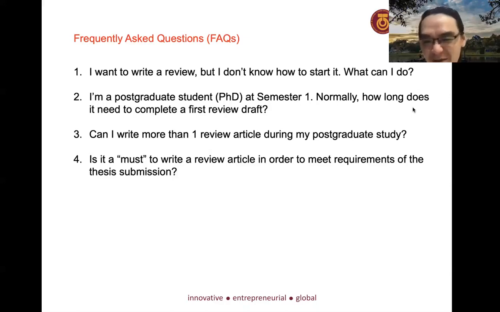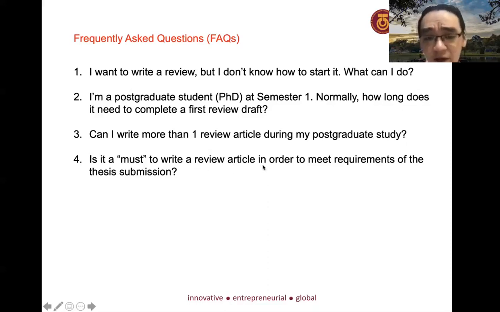Maybe you can definitely come out with a review, but in terms of quality, within 3 months, and you don't really have experience, to come out with a very high quality review, I would say the time is too short for you. And the third question: can I write more than one review article during my postgraduate study? I think if you tell your supervisor, they will definitely be happy that you want to write more than that. But if you already have one, I think it's good enough for your PhD or master's study.